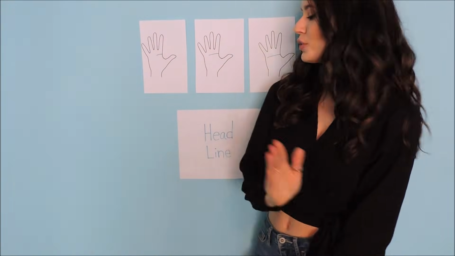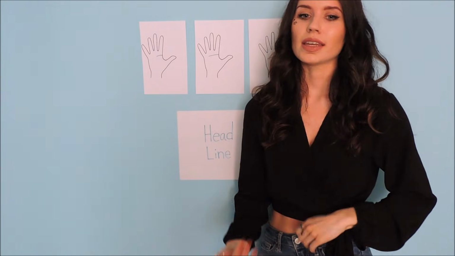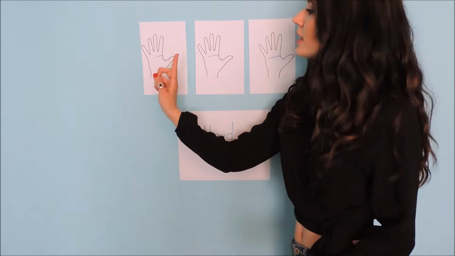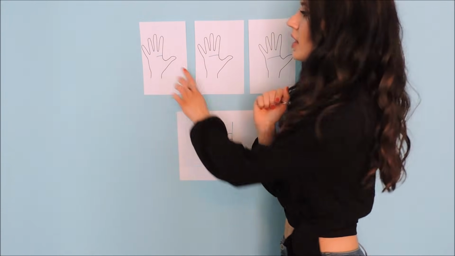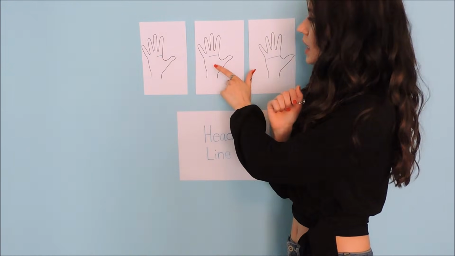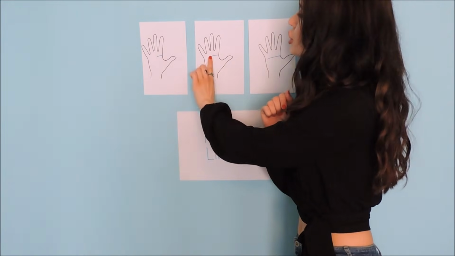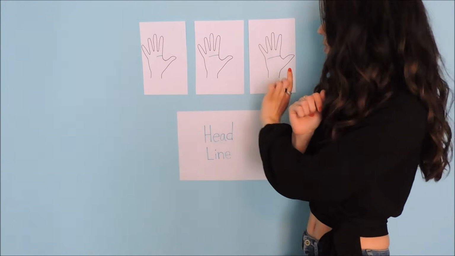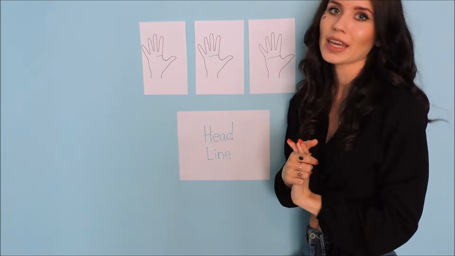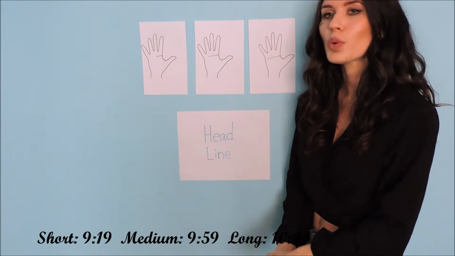Okay, so we are on to the headline. So first we're going to start by looking at the length of the headline, or the size of the headline. So there is a short headline, which extends from the edge of the palm to about the middle finger. There is the medium headline, which extends from the edge of the palm to about the ring finger. And then there is the long headline, which extends from the edge of the palm to the pinky. So there are timestamps for each of these, and you guys can fast forward to the one that looks most like your headline.